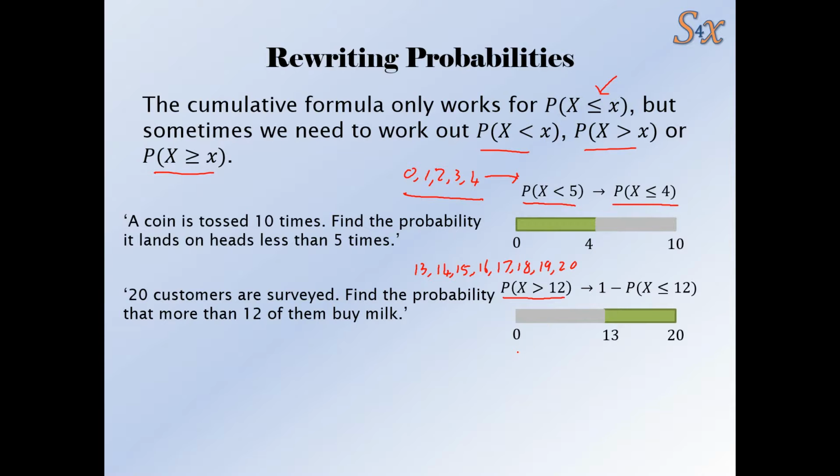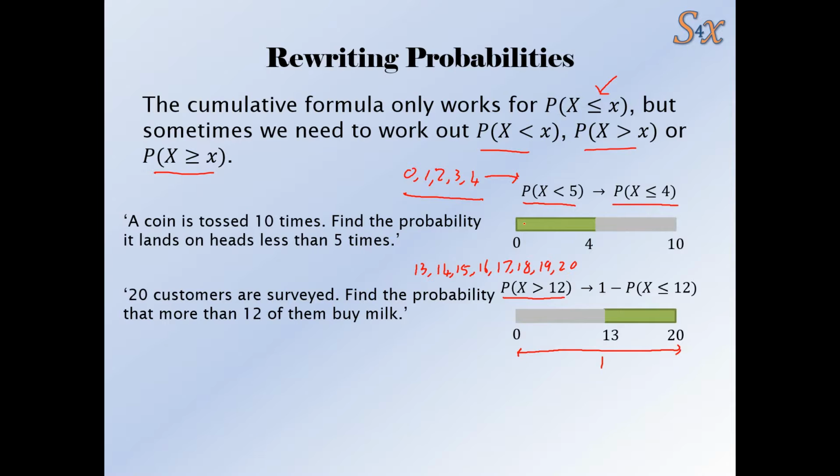Now this whole bar has a total probability of 1. Okay, all the possibles. If I do the probability of X equals 0 plus the probability of X equals 1, and so on, all the way up to X equals 20, and add all those together, it must equal 1, because that's all the possible outcomes and all the probabilities must sum to 1.